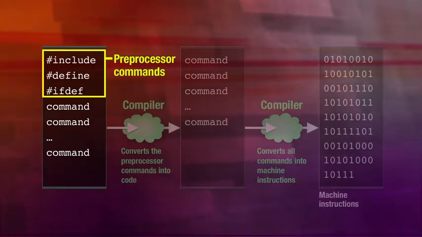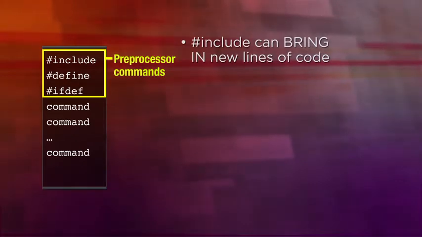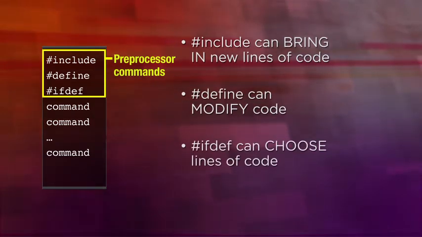#include is by far the most commonly used, but there are a few other preprocessor commands, all starting with the pound symbol. The #include statements can bring in new lines of code. Then there are #define statements, which can modify code. And there are #ifdef statements, short for if defined, which can choose lines of code.